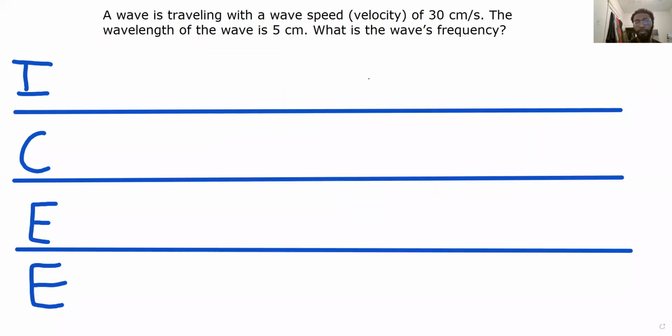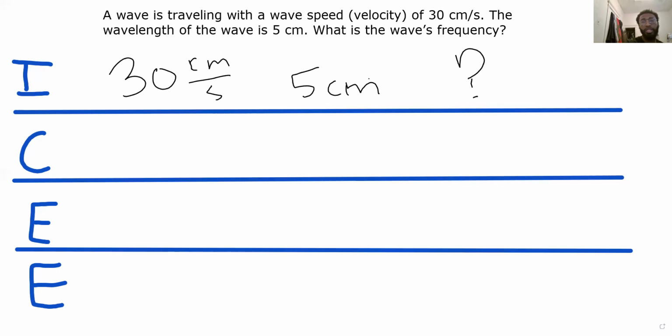Okay. And in this problem, it says a wave is traveling with a wave speed or velocity of 30 centimeters per second. The wavelength of the wave is 5 centimeters. What is the wave's frequency? So we're using the identify, categorize, equate, and evaluate method again. So I'm going to identify my measurements. So 30 centimeters per second, that was one of the measurements we got. And then 5 centimeters was the other one that shows up. And now we also put our question because we need to identify what question is being asked of us. So that's our identify step.